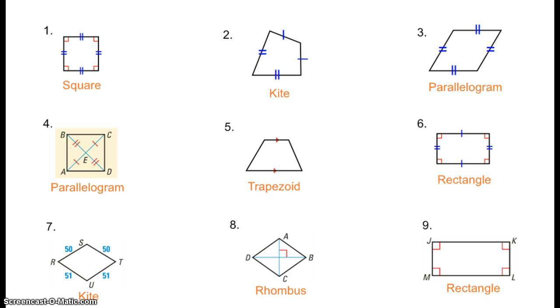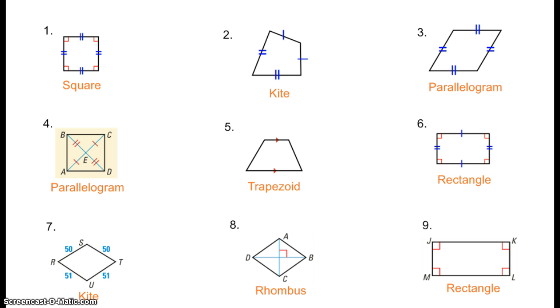Alright, number 1 is a square because we have 4 congruent sides and 4 right angles. Number 2, we have consecutive sides that are congruent, giving us a kite. Number 3, opposite sides are congruent and we don't know anything about the angles, so we know we must have a parallelogram.